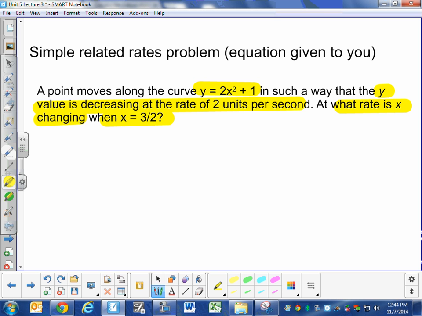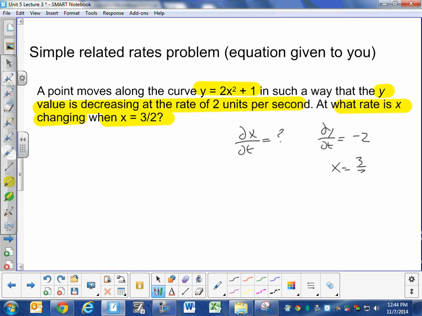Well, what are we trying to find? That's always the first thing we should try to figure out. The rate x is changing, dx/dt. Step 1, and we'll go over the steps, is to figure out what we're trying to find. dx/dt equals something. Now, what other information am I given? That's another important thing. I'm given the rate that y is changing. We're told y is decreasing at a rate of 2 units per second. So I'm given dy/dt is equal to -2 units per second. I'm given that I'm trying to find dx/dt when x is 3/2.